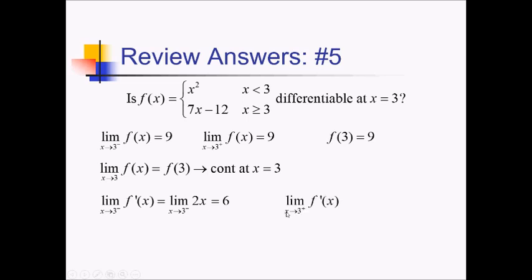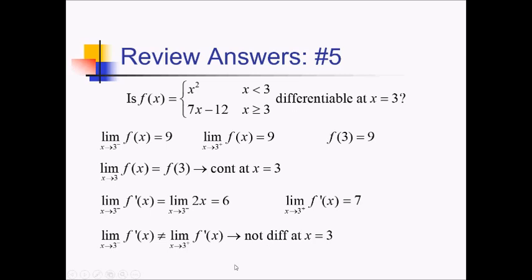Next, we need the right side limit at x equals 3. Now we're taking the derivative of the second rule, which is just 7 no matter what you plug into it. Well, 6 and 7 are not the same. Since the left and right side limits of f prime do not match up, we can conclude that our function is not differentiable at x equals 3.